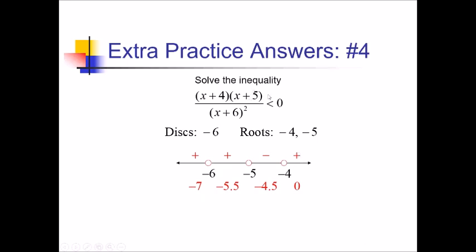Now the inequality was for less than 0, so that means I want all the negatives. We've just got one interval with those. That's this negative 5 to negative 4 interval. So after shading that one in, I'll just write that interval out as negative 5 comma negative 4, both parentheses because we have open dots on either end.